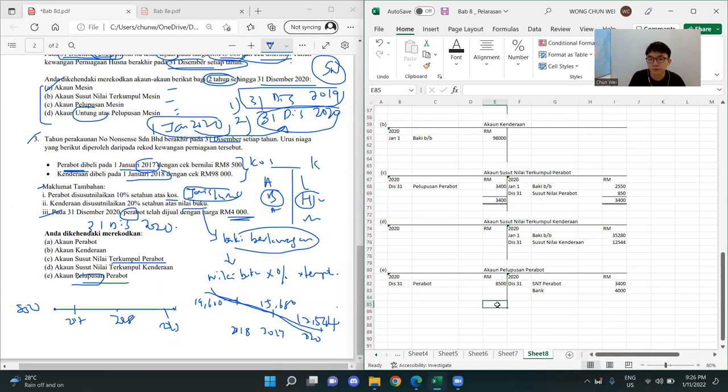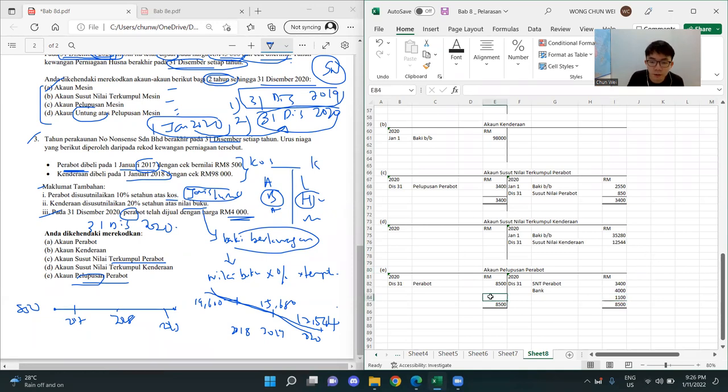After that, one line, double line, and check which side is bigger. Now for this question, the debit side is bigger, isn't it? 8,500. So on the credit side, 8,500 juga. Then you minus up. You use 8,500 minus 3,400 minus the bank, 4,000. You get 1,100.